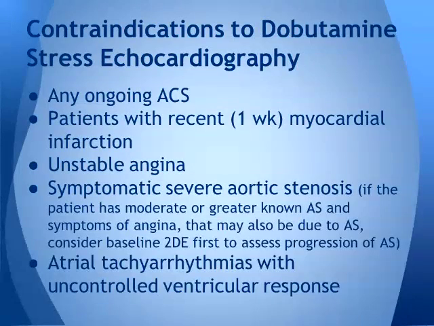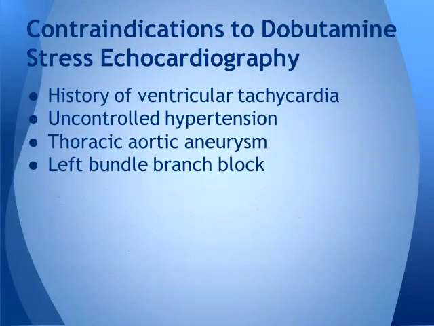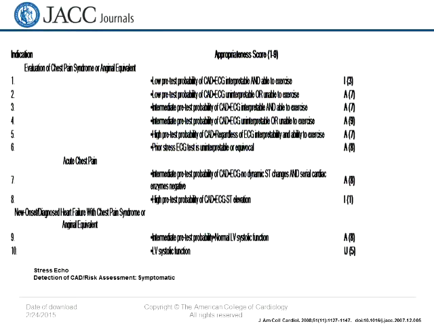This happens pretty frequently as we unintentionally stress patients with severe symptomatic aortic stenosis, and it's not good for them. So atrial tachyarrhythmias with uncontrolled ventricular response, like AFib with RVR, history of VT, uncontrolled hypertension, thoracic aortic aneurysm. You don't want to give somebody a ton of dobutamine if they've got a known dilated thoracic aneurysm. Left bundle branch block, they already have conduction abnormality. This is the same information about appropriate and inappropriate use, but it's not very legible.